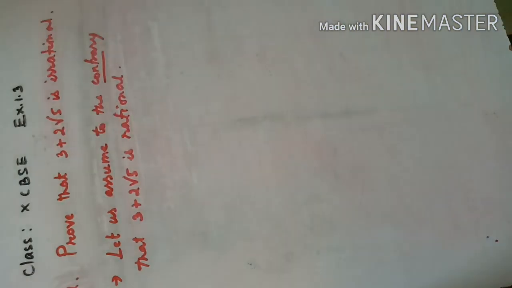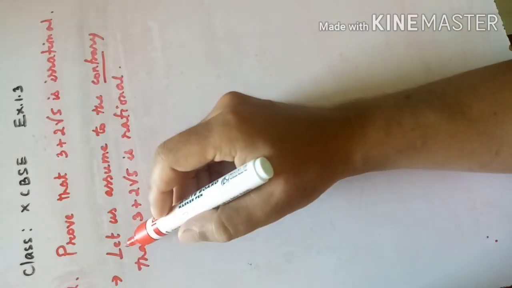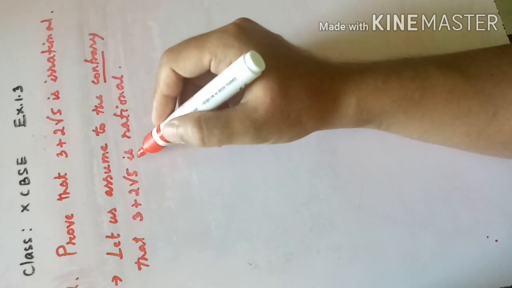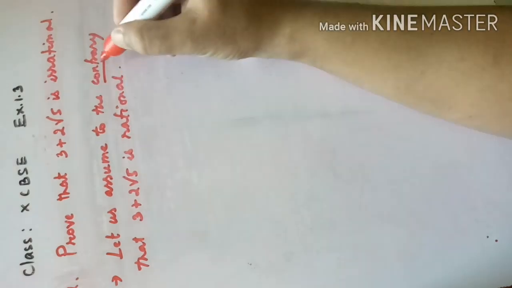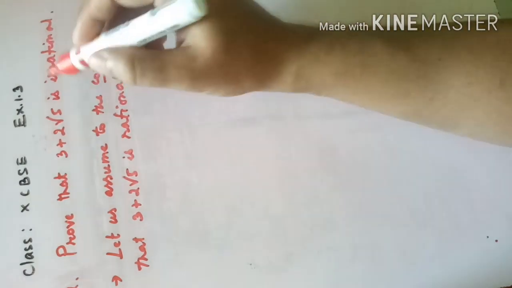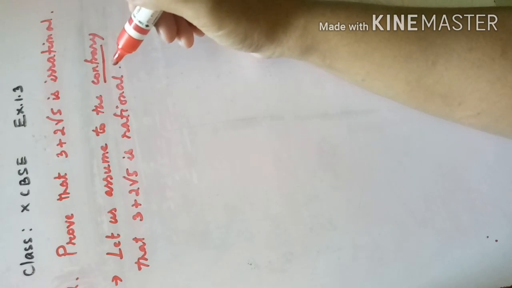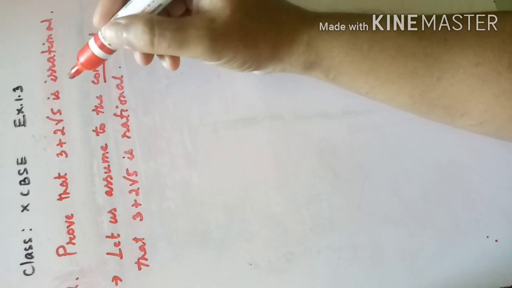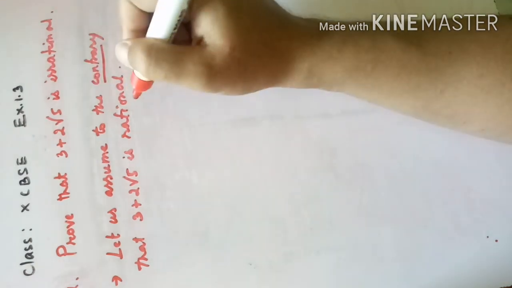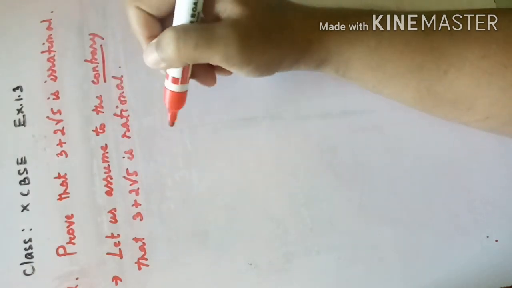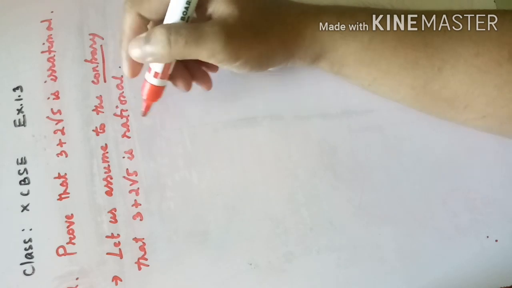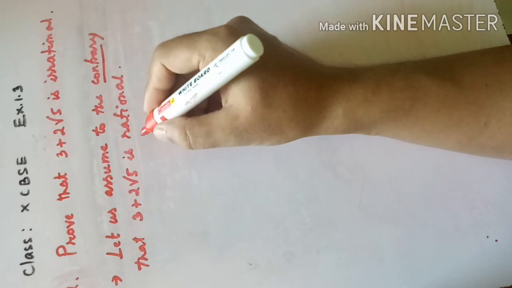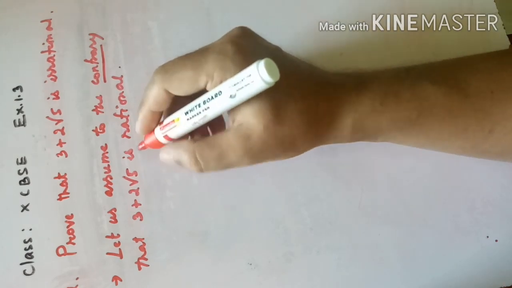So let us see here now. Let us assume to the contrary that 3 plus 2 root 5 is rational. What is the meaning of contrary? Opposite to the given statement. The statement given is that 3 plus 2 root 5 is irrational, but I took just the opposite, that 3 plus 2 root 5 is rational. Then if it is rational, it can be written in the form of p by q. Yes or no? Yes.